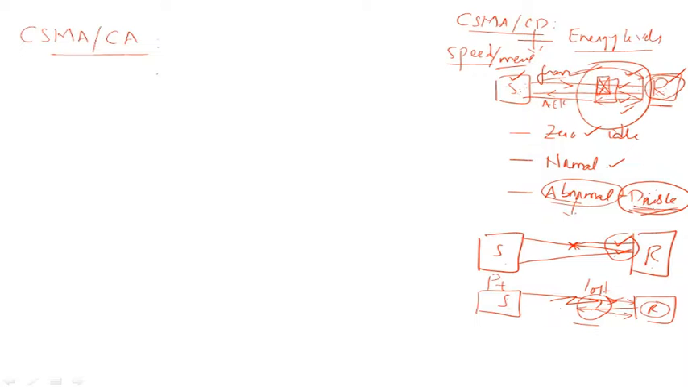There is no possibility to maintain double the amount of energy. So that's why what we are going to do is avoid the collisions. We are going to see how collisions are avoided in the wireless networking environment.